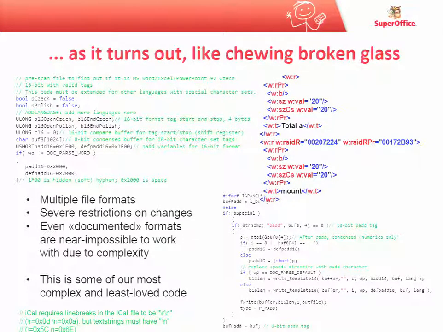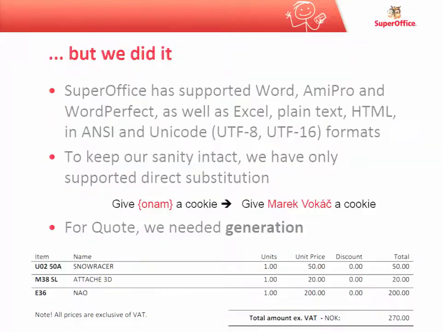Then, a few years ago, Word changed to open XML formats. Bravo, fantastic. Now we have the mess on the right-hand side. Where it says total amount, but the word amount is split between two runs. Seriously? How are we going to handle that? We do. And it works very well.